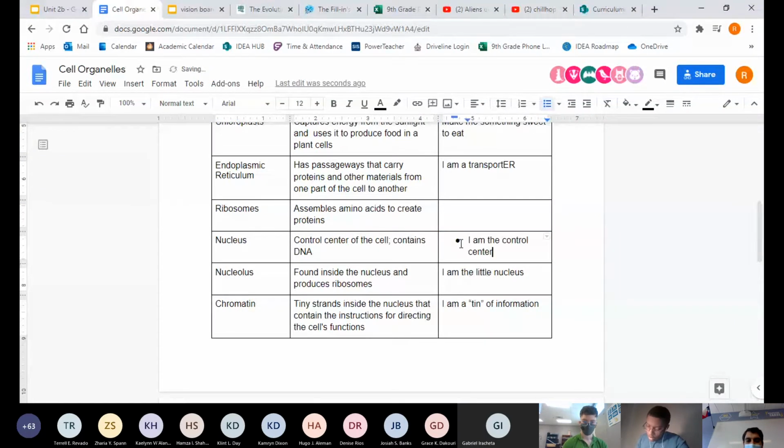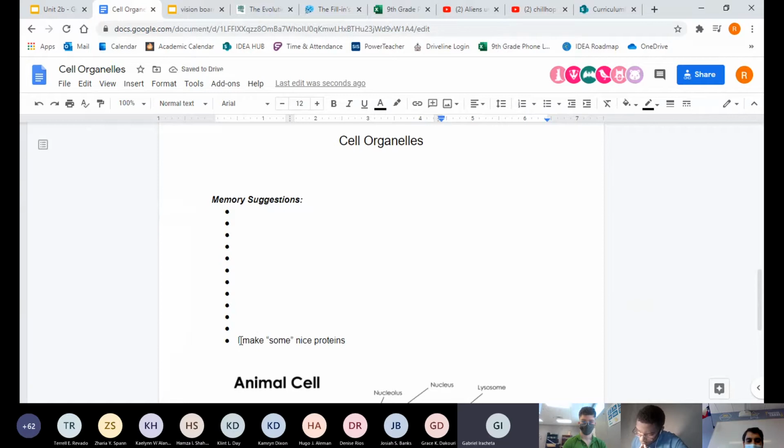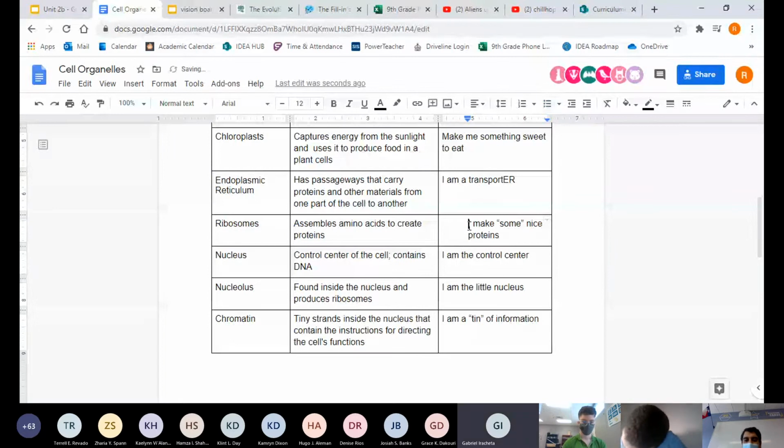And last but not least, we have ribosomes. I make some nice proteins. Ribosome, right? So like I said, these are kind of dumb, but they're meant to be memory tricks to help you remember because there's just so much, right?